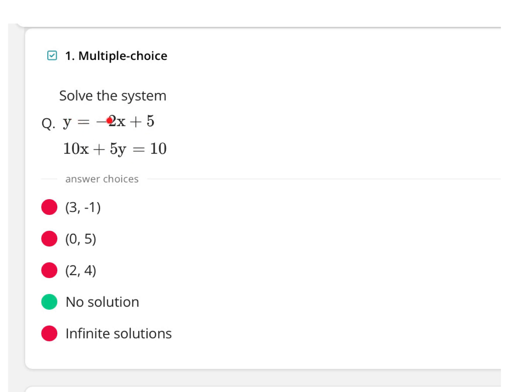You see this top equation is ready to graph. It's in slope-intercept form. This bottom equation is in standard form. And when you want to use linear combinations or elimination, you want both to look like standard form, ax plus by equals c. So what we'd have to do is modify that top equation first by adding 2x to both sides. That way you could rewrite the top equation as 2x plus y equals 5.